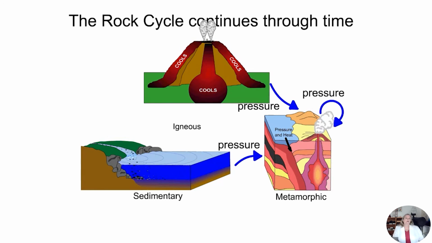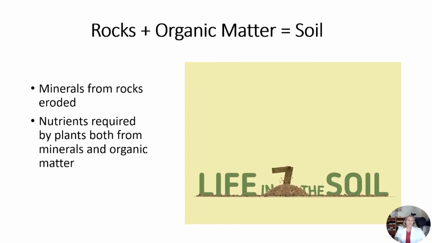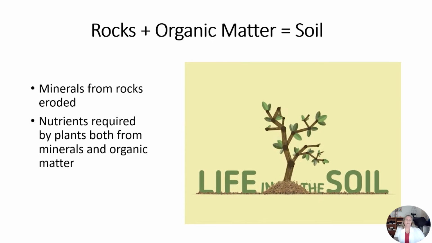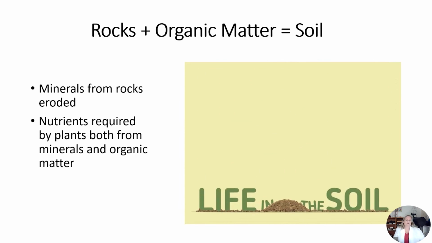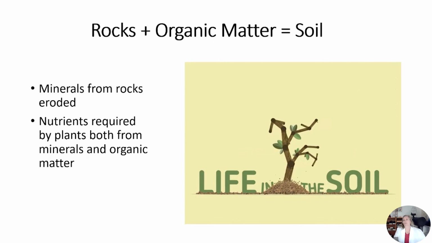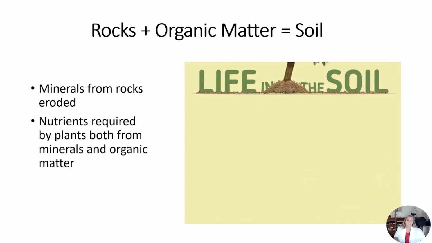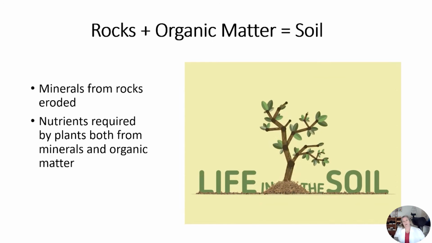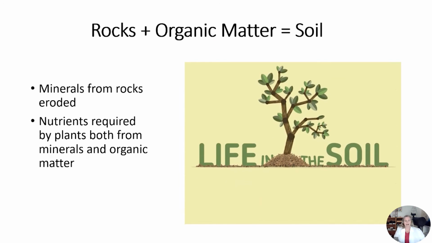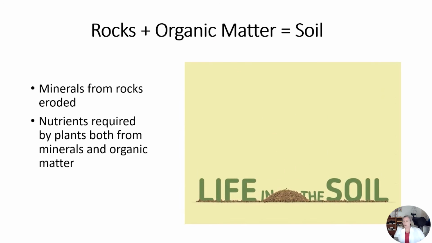All right. Now, once we've got our rocks, we don't have soil yet. We still have to add organic matter. That organic matter can be worms, it can be plants, it can be leaves, it can be compost, some kind of living matter before it becomes soil. Okay, so rocks plus organic matter equals soil. And that's what we will be doing in the next class.